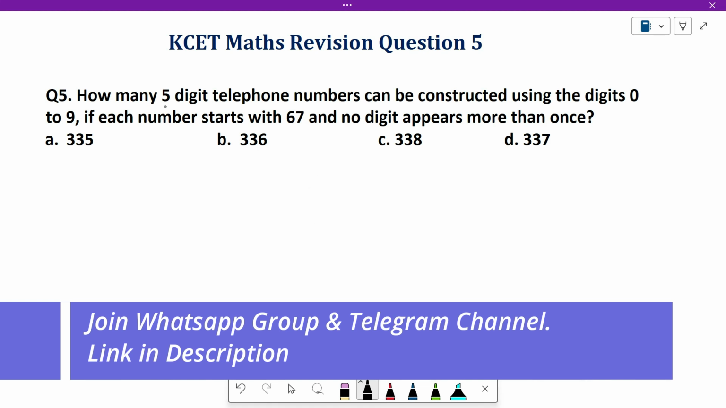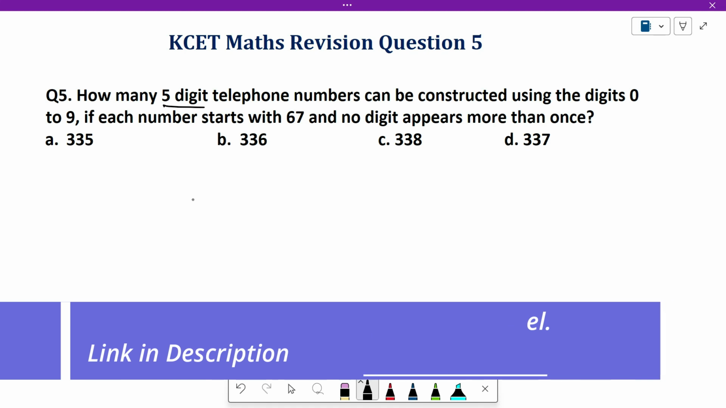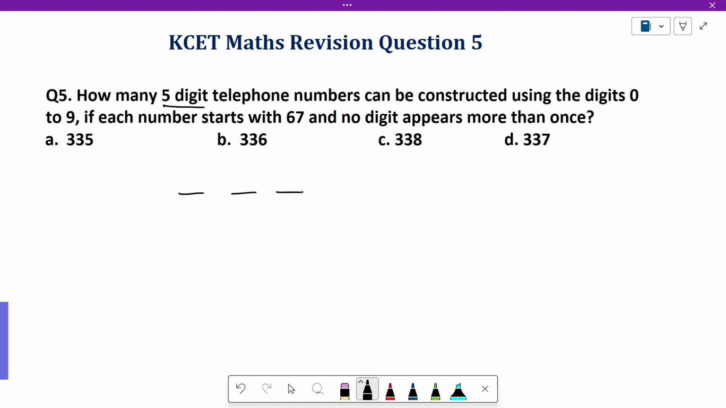To solve such questions, see here they have mentioned 5-digit telephone numbers. So first we will write 5 dashes, so this will represent 5 digits, and we are supposed to start each and every number with 6, 7. So first two digits are fixed, and no digit is appearing more than once.